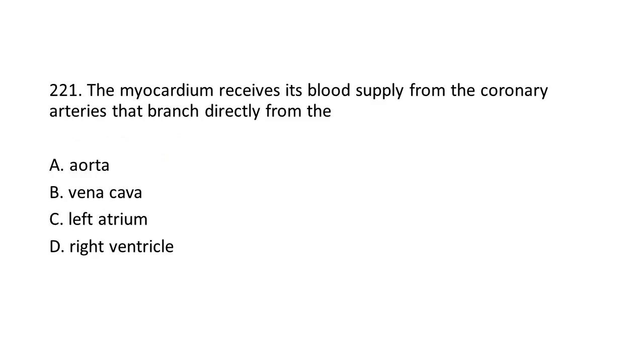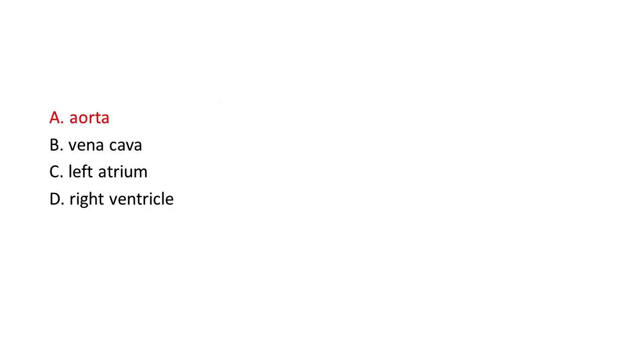221. The myocardium receives its blood supply from the coronary arteries that branch directly from the A. Aorta. B. Vena cava. C. Left atrium. D. Right ventricle. The answer is A. Aorta.